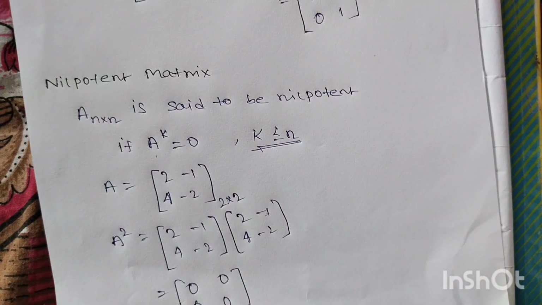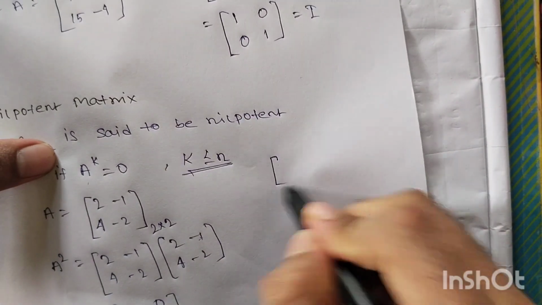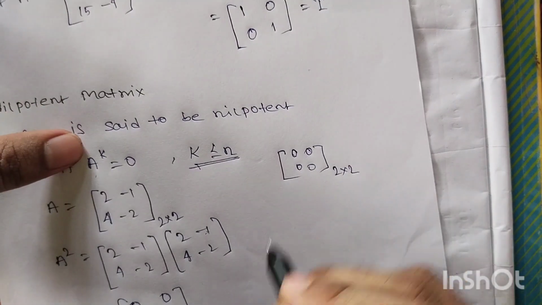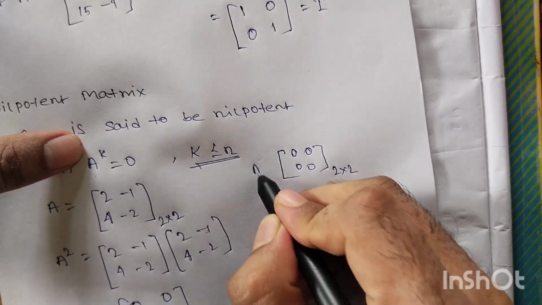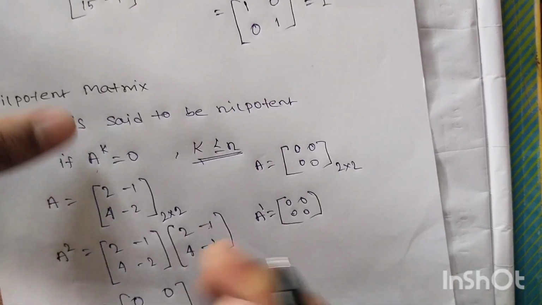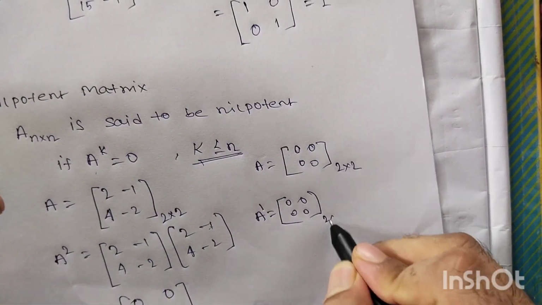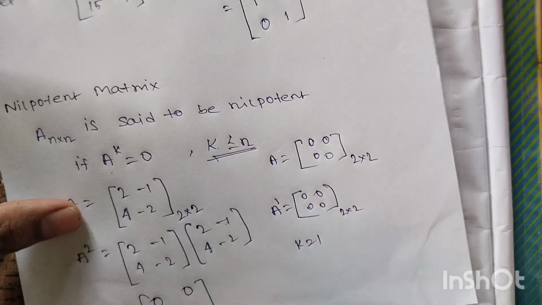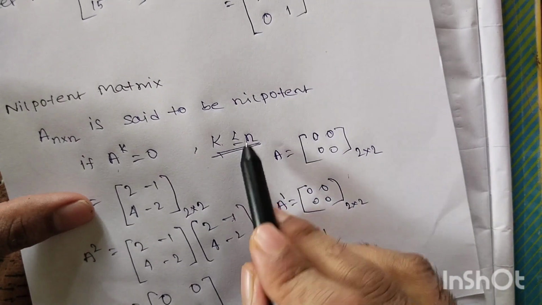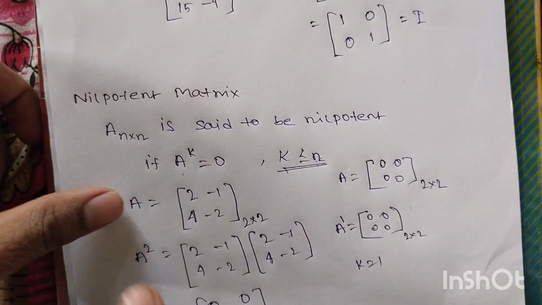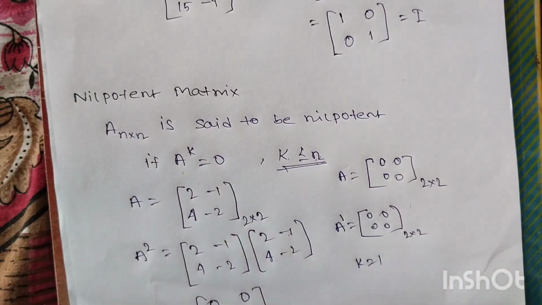When you get a 4 cross 4 matrix, observe that if we take a zero matrix, 0 0 0 0, it is 2 cross 2, but the power of 1 already gives a zero matrix, that means here k equal to 1, so k must be less than or equal to n, where n is the order of the matrix. Here is the example of nilpotent matrix and the definition of nilpotent matrix.